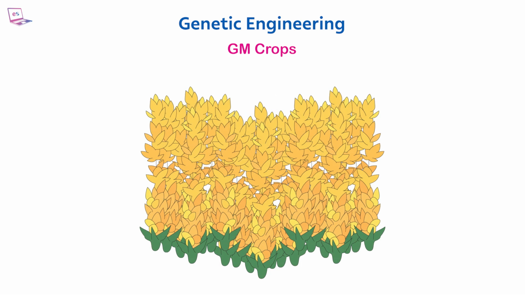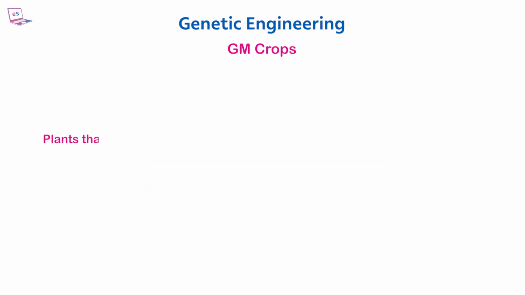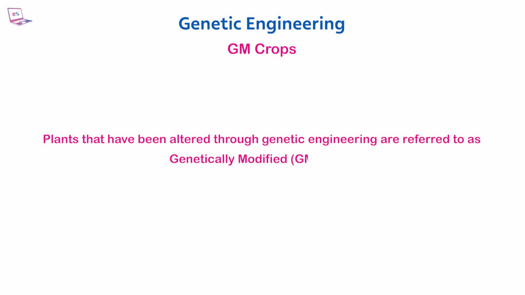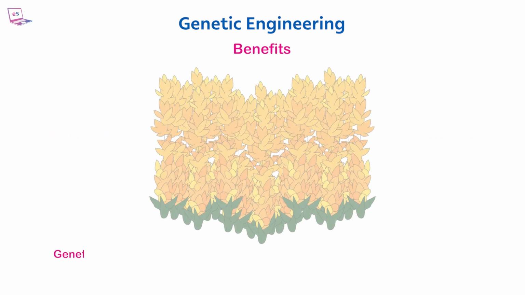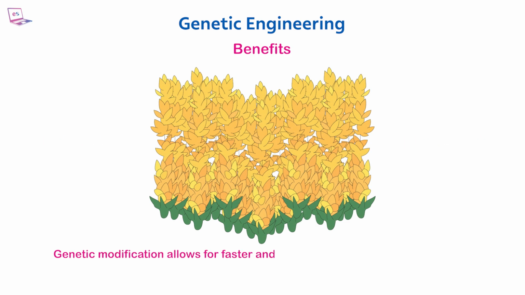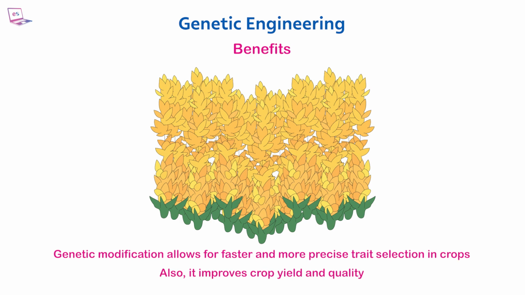Plant crops are modified to be resistant to herbicides, make their own pesticides, or be better adapted to environmental conditions. Plants that have been altered through genetic engineering are referred to as genetically modified, GM crops. Benefits: genetic modification allows for faster and more precise trait selection in crops. Also, it improves crop yield and quality.